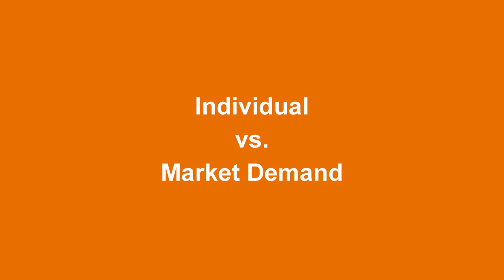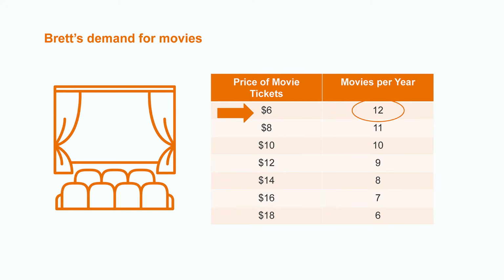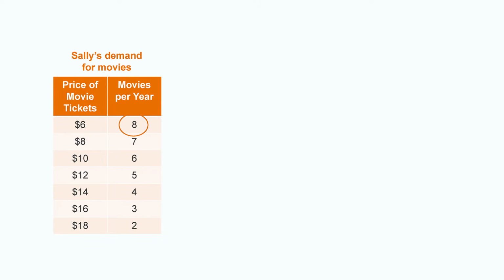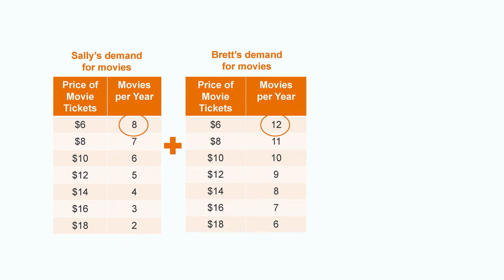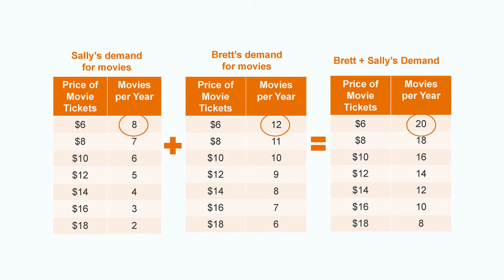Next, we'll dive into the difference between individual and market demand. Let's say there's another person in town, Brett, and Brett also loves going to the movies, even more than Sally. So you can see that he wants to see even more movies per year at each given price point. At $6, he wants to see 12 movies a year. Then, what we're going to do is take Sally's demand for movies, we're going to add it to Brett's demand for movies. You can see that we get this chart here on the right, which combines both of their demands. So at $6, you're taking 8 plus 12 equals 20.